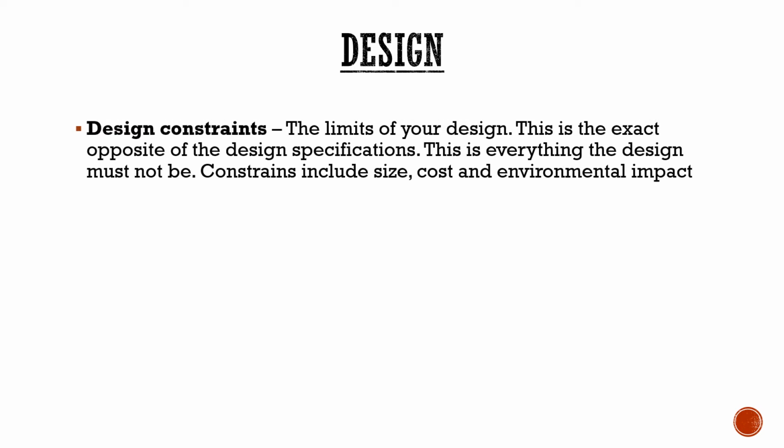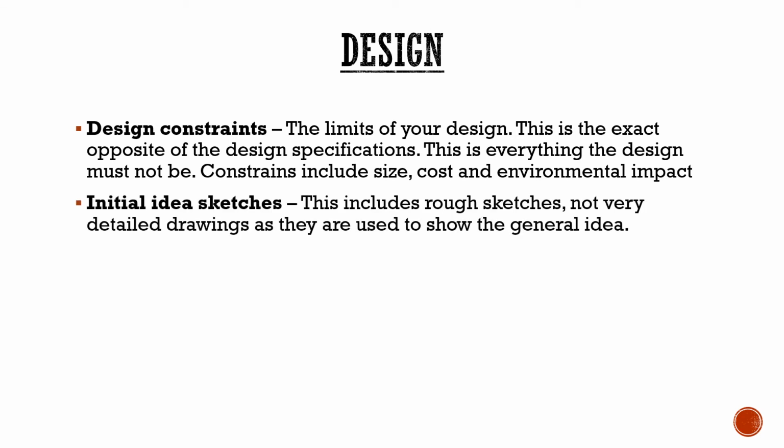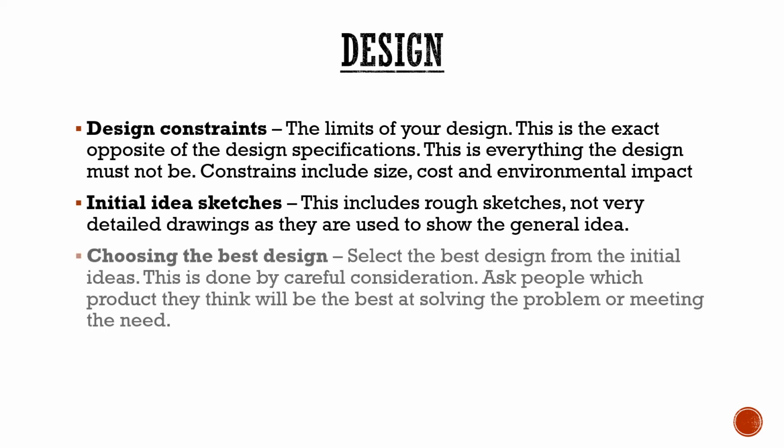The next step in the design process is design constraints, the limits of your design. This is the exact opposite of the design specification. This is everything the design must not be. Constraints include size, cost, and environmental impact. Next we have the initial idea sketches. This includes rough sketches, not very detailed drawings, as they are used to show the general idea.